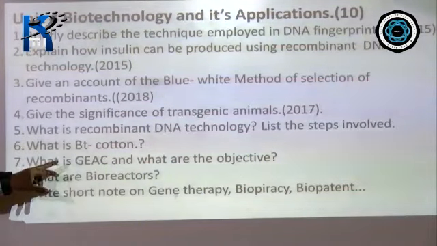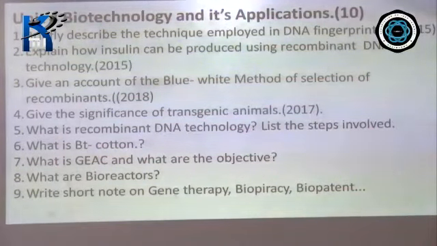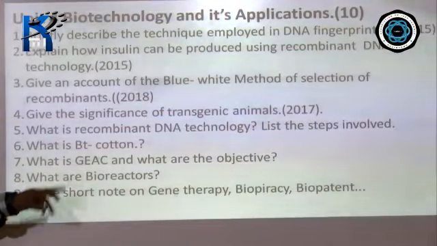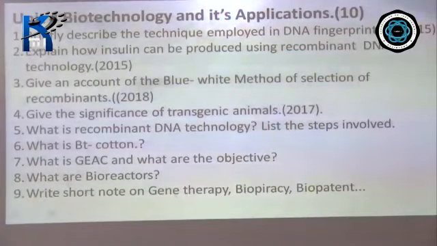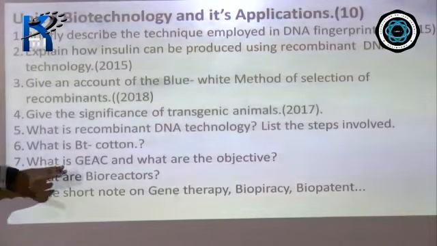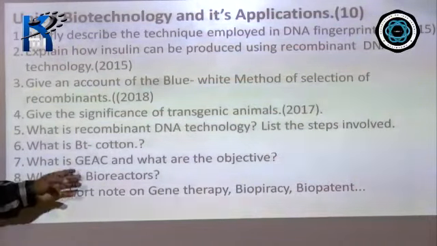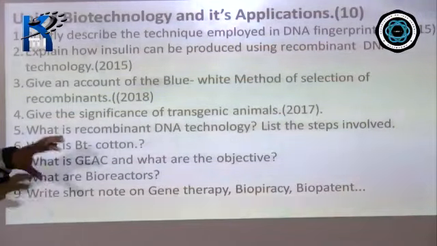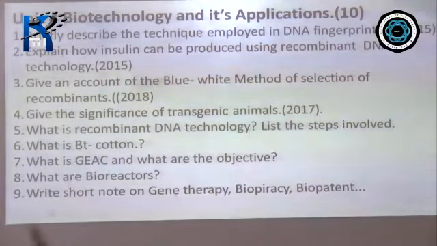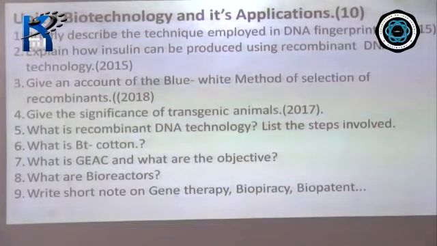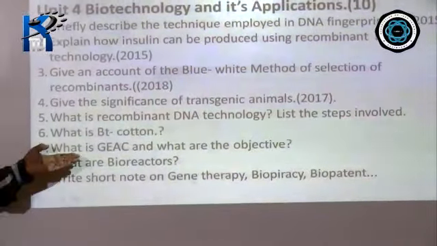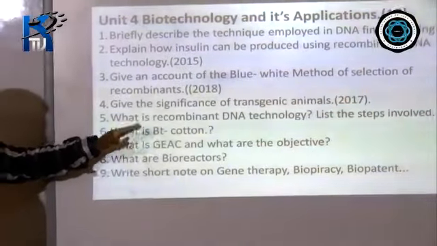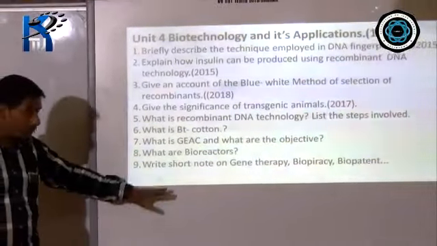What is GEAC and what are its objectives? That is the Genetic Engineering Approval Committee. What is its role? What is the purpose of setting up this GEAC? Control over biopatents, biopiracy, and genetically modified crops. For that the committee has been set up, and what are their objectives, you have to write down.